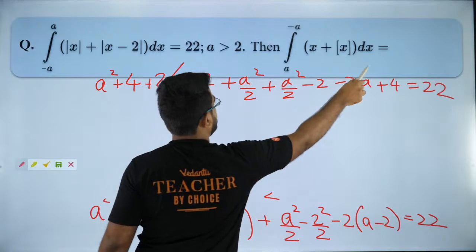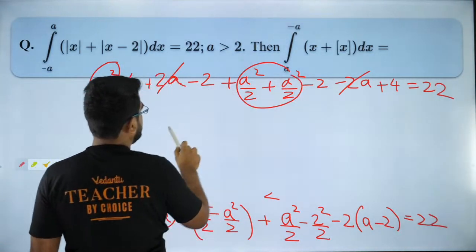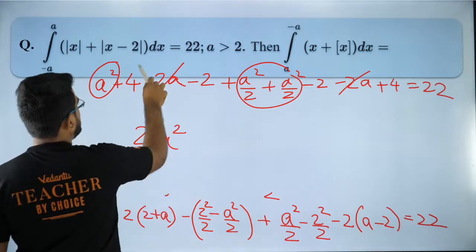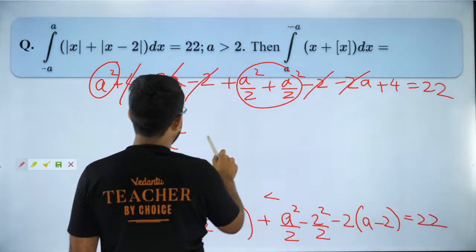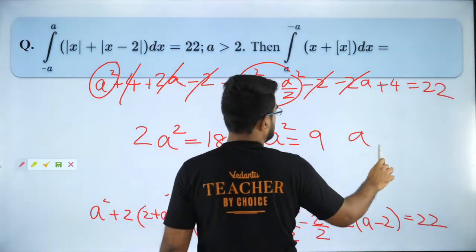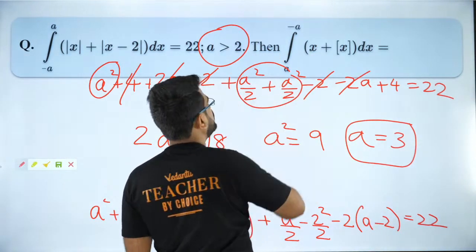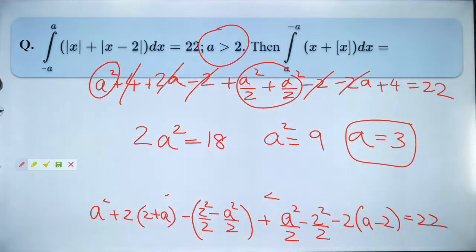So this plus 2a, this minus 2a will get cancelled. And I'll have a square plus a square, which will be 2a square, and then plus 4 and minus 4 will get cancelled. So 2a square is equal to 18, so a square equal to 9, so a is equal to 3. Why is a equal to 3? Because your a is greater than 2. That's it, as simple as that.